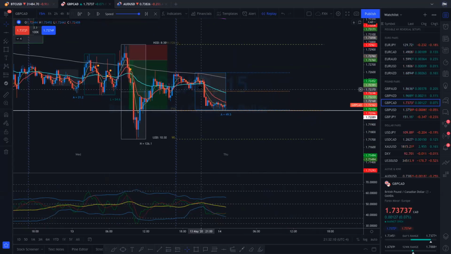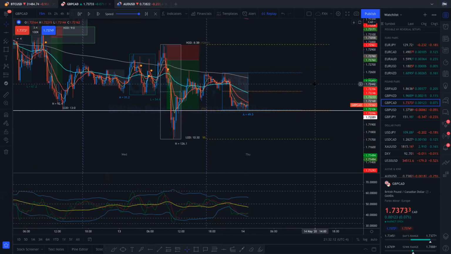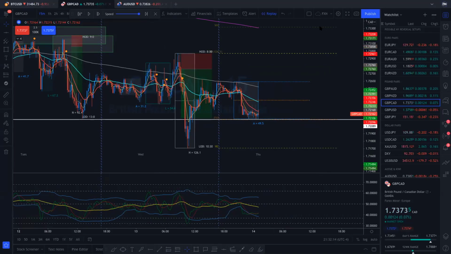But this kind of behavior, at least for me, is primed to get a setup where it bounces off of this or bounces off of this, to keep going down. So if that behavior presents itself, that's a trade all day long.